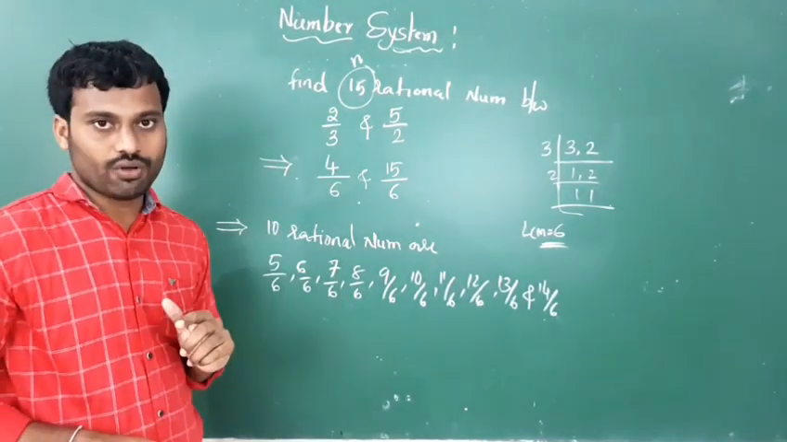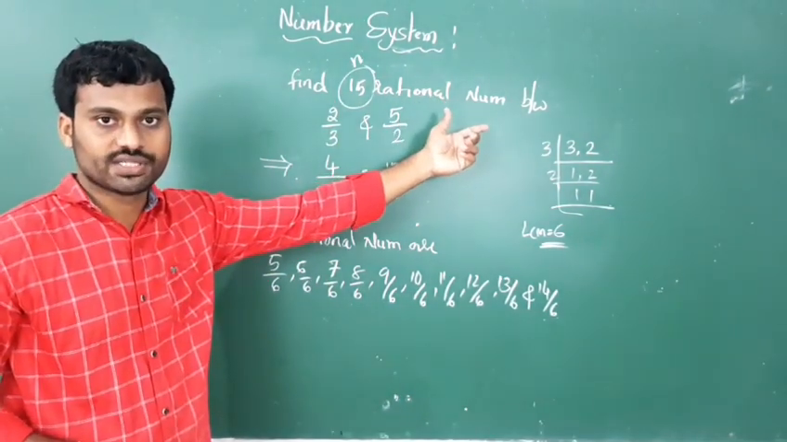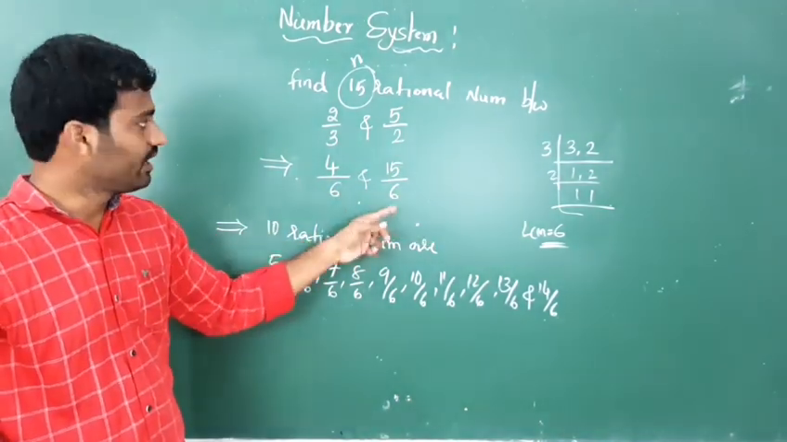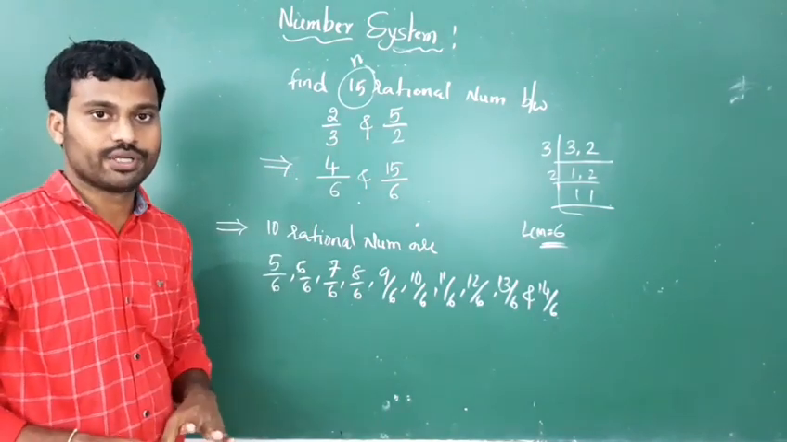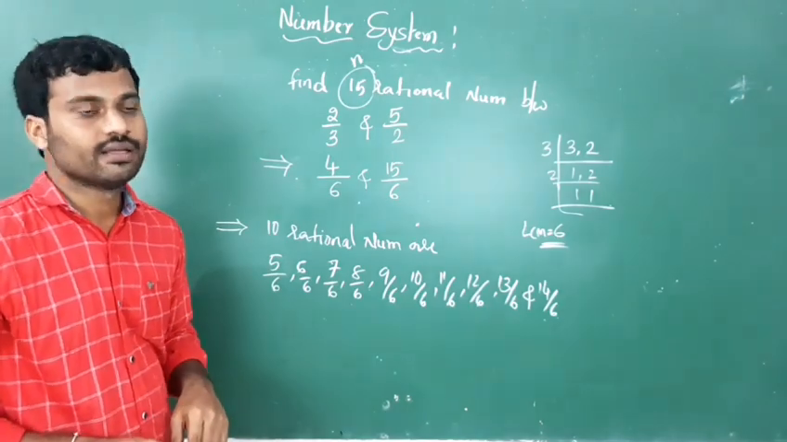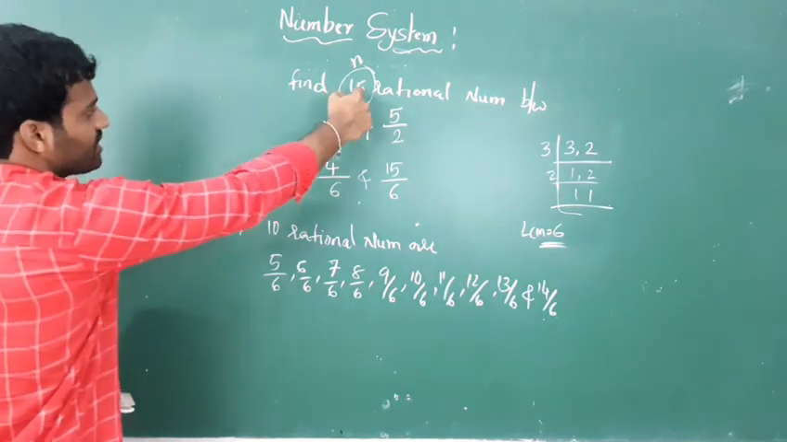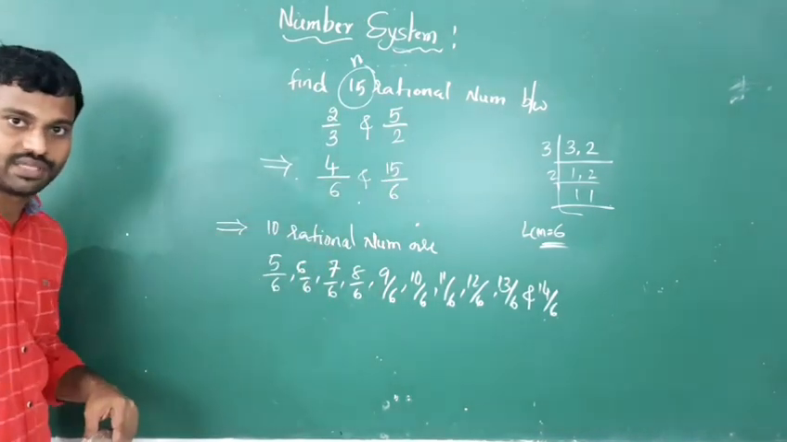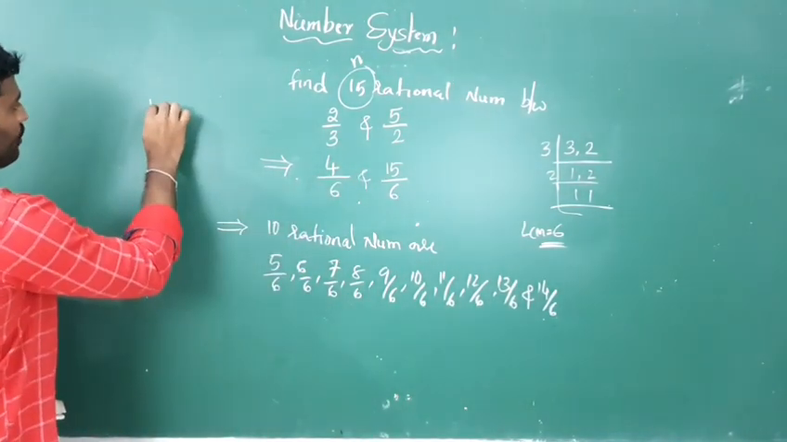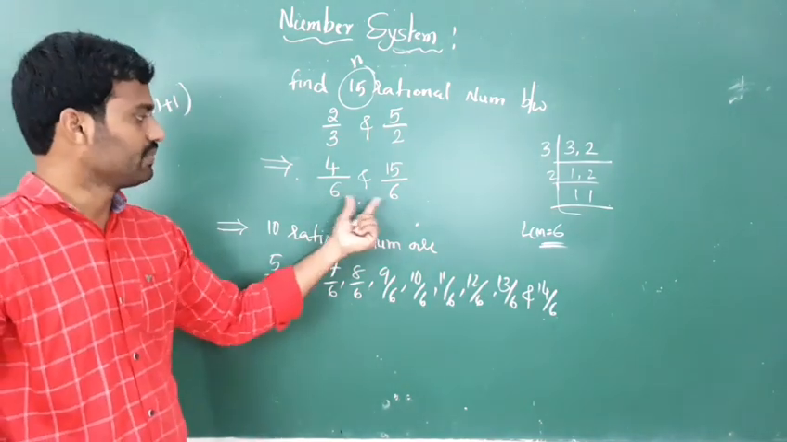We have one concept. If you want any number of rational numbers, in general, you can apply this concept only if the denominators are the same. If the denominators are different, you can't apply this method, so first you should make the denominators the same, and later you can apply it. If you want n rational numbers in between any two rational numbers, and the denominators are the same, then you have to multiply with n plus 1.